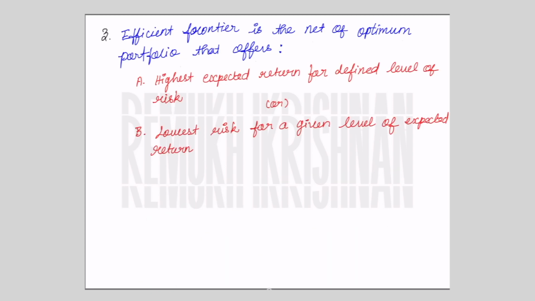So the efficient frontier is the set of optimum portfolios. When it comes to an efficient portfolio, that particular portfolio should give you the highest expected return for a defined level of risk, or it should have the lowest risk for a given level of expected return. So to put it together, Markowitz found a way to pick the most optimum portfolio.